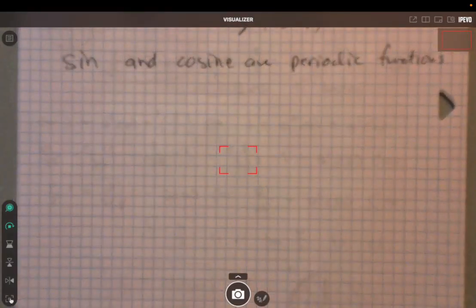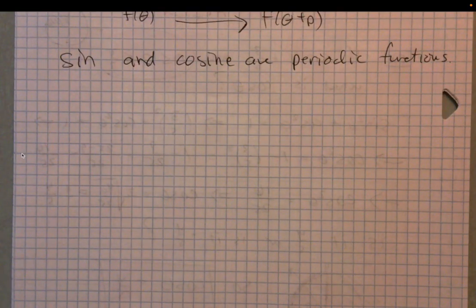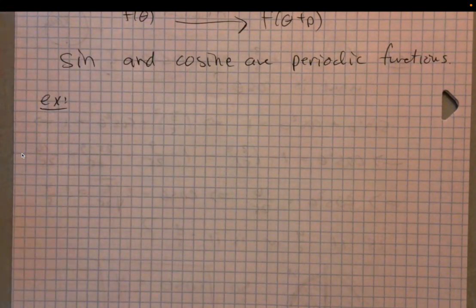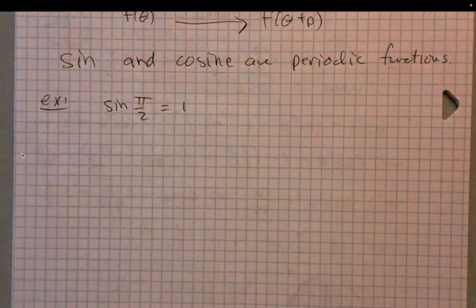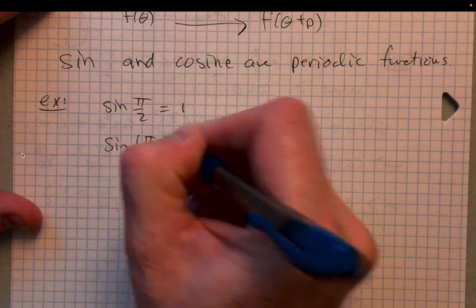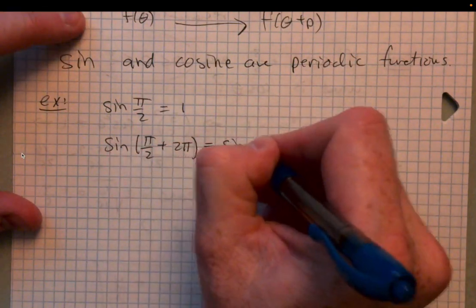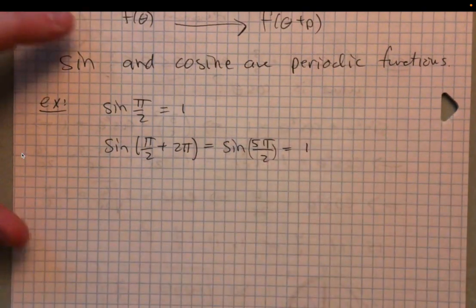And this will become very clear when we start graphing these functions, but we're not quite ready for that yet, so we just want to kind of talk this out in more general terms. So an example here, and we can kind of see this through this example. Sine of pi over 2 is equal to 1. Okay, we know that. Sine of pi over 2 plus 2 pi is also equal to sine of 5 pi over 2 is equal to 1 as well.